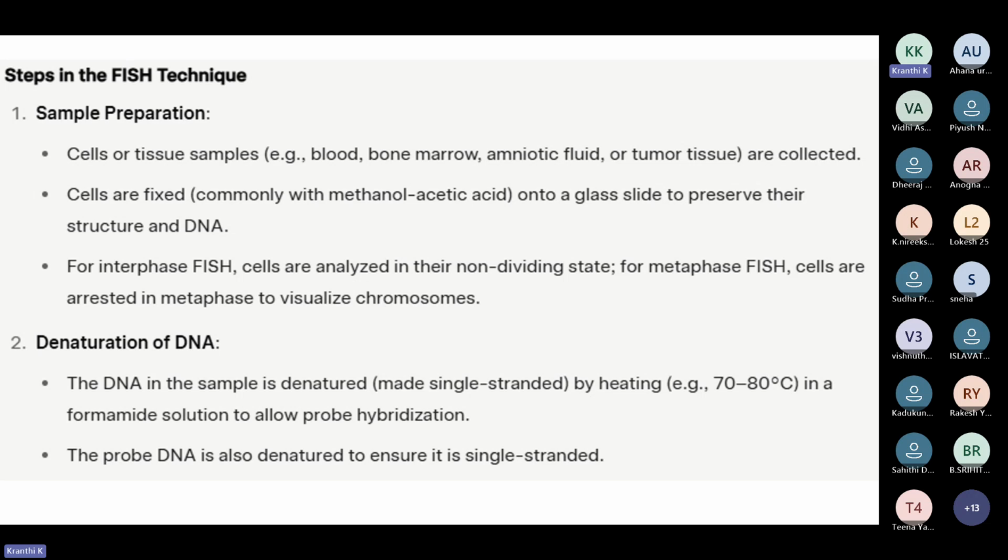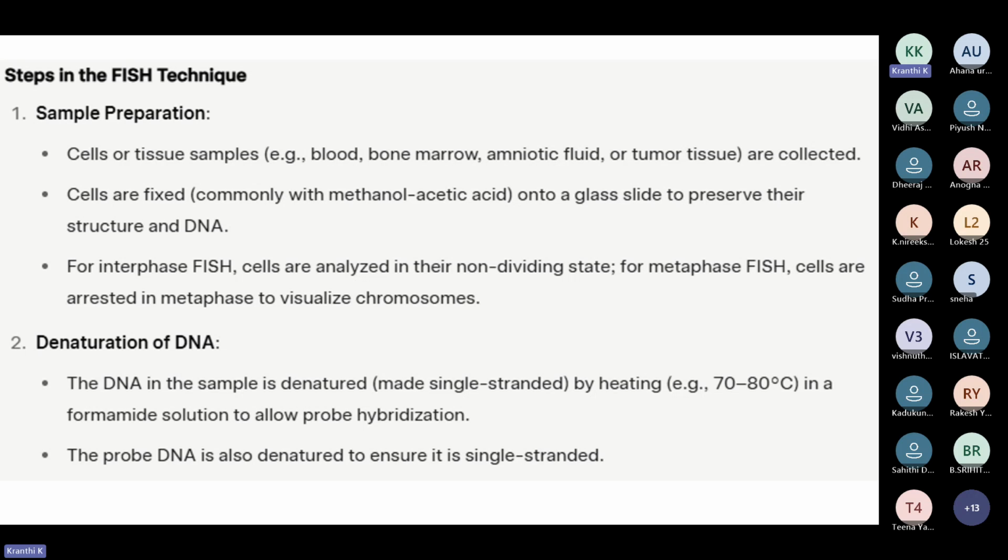So how to fix that one? We use a methanol or acetic acid combination. That works as a fixing agent, right? Then, one more thing here, whenever you are collecting these cells, if the cells are in the interphase, you know about the meiosis divisions and mitotic divisions, right? Interphase, metaphase, right? So we should stop the cell growth here.